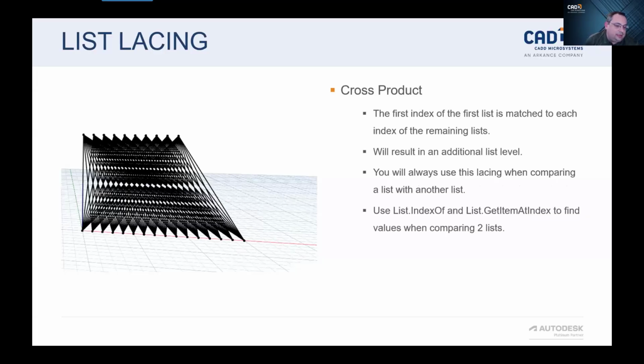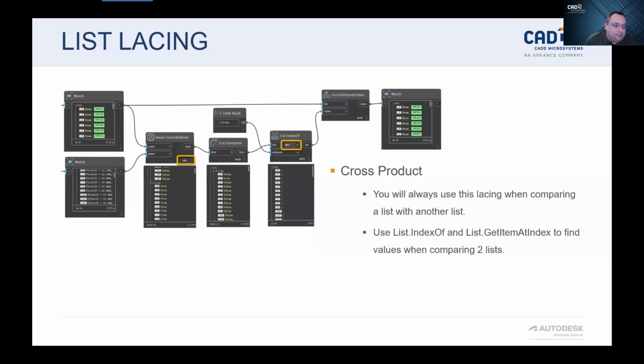This you will use anytime that you want to compare two lists, where you want to find out, are these items in this other list of things. In this little example here, we're using the room is inside point, or point is in a room, and it's checking to see if those points exist in the room. You're going to want to set that to cross product. Otherwise, you're never going to get the answer you want.